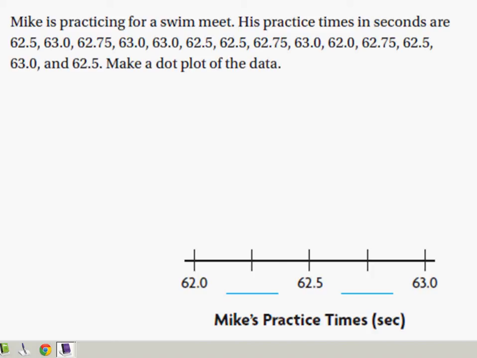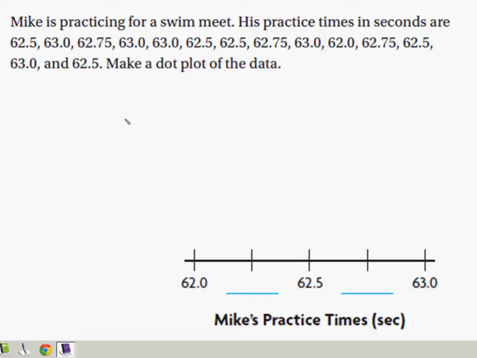Today we talked about dot plots. So I'm going to show you how to make one and how to analyze one. So Mike is practicing for a swim meet. His practice times in seconds are 62.5, 63.0, etc. So these are all his times. We're going to make a dot plot of this data.